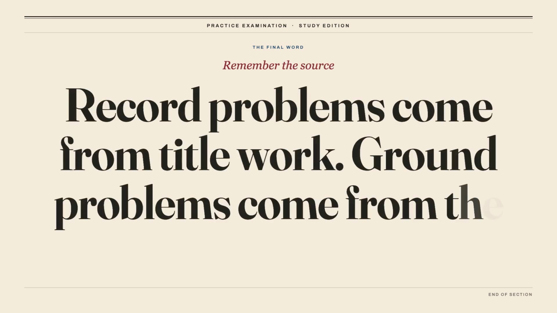Watch for signal words like survey reveals, extends across the boundary, or intrudes onto the adjoining parcel. Whenever a physical structure sits where it has no right to be, and a survey rather than a title search turned it up, you found an encroachment.